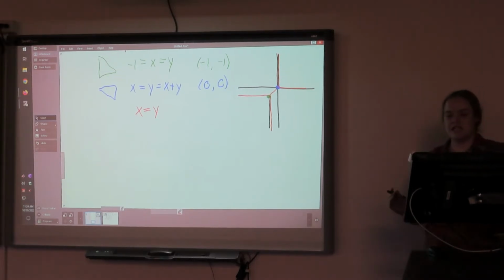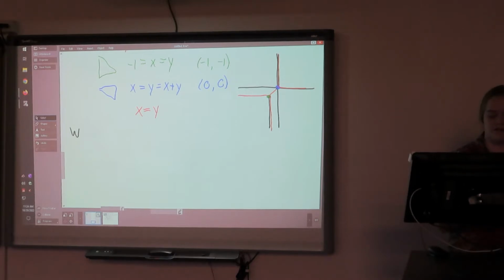So now we're going to talk about what it means for a curve to be balanced.